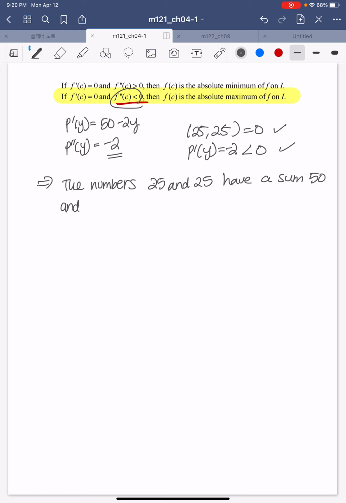And this gives the maximum product, which is 625. That's it. Okay, the first one is pretty simple and easy. Let's take a look at the second one.